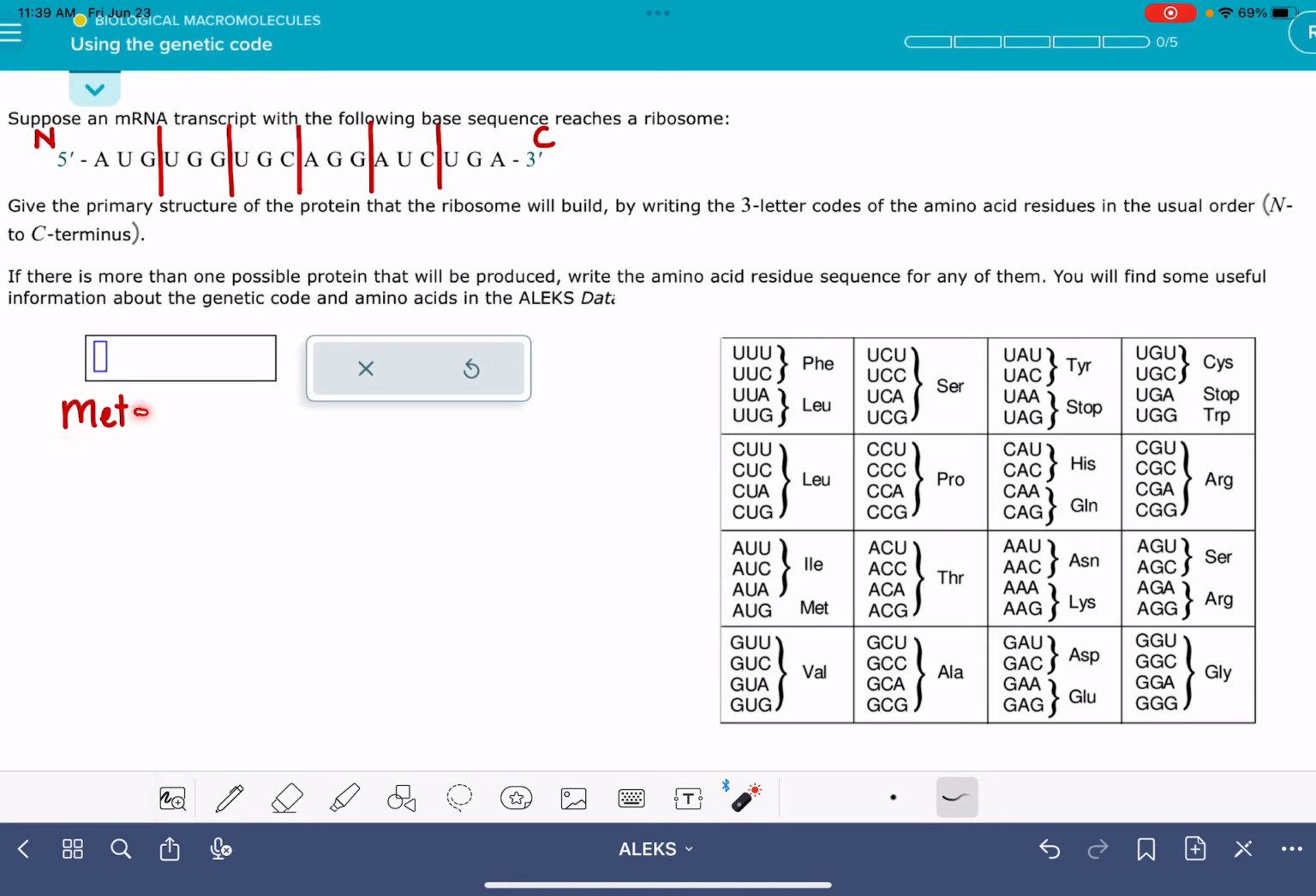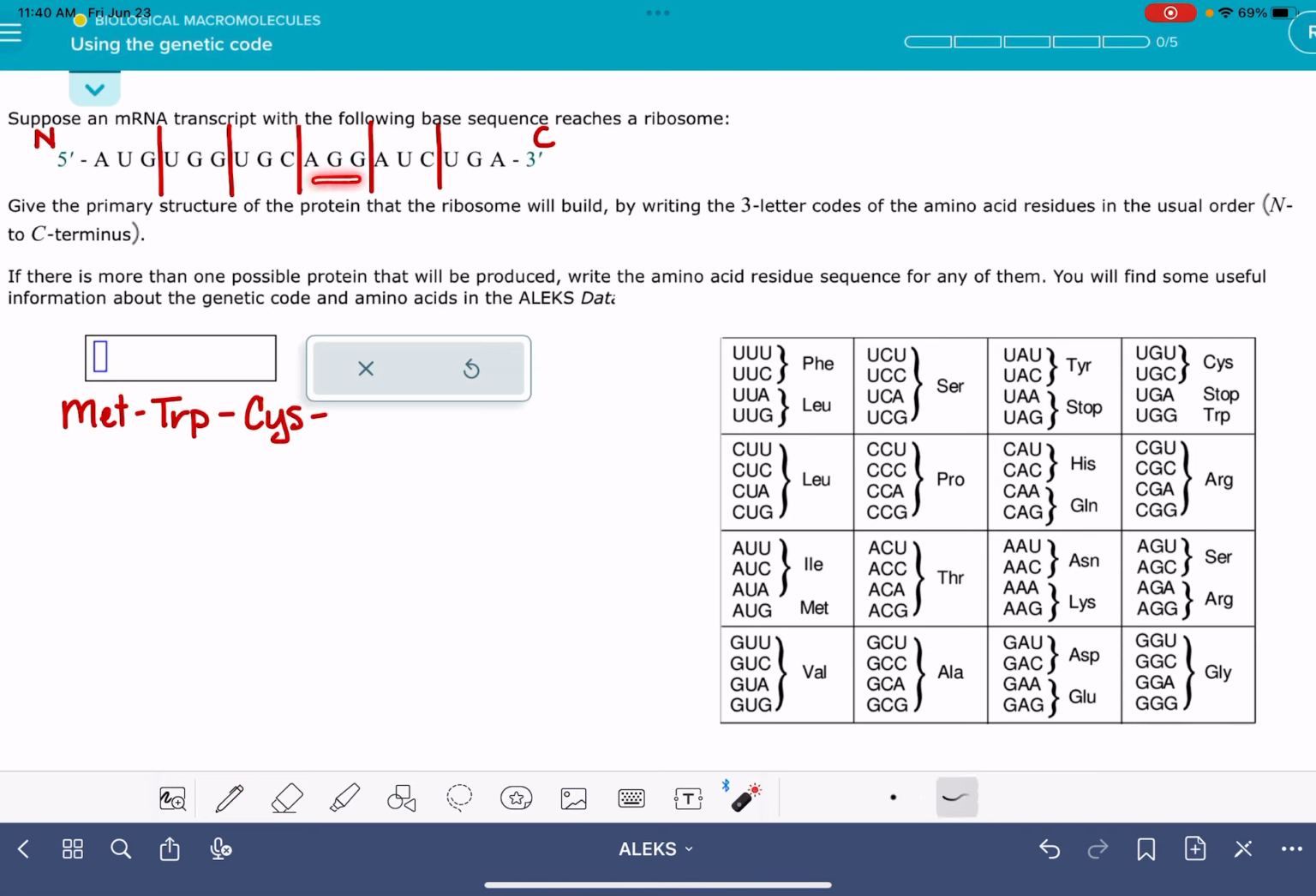Don't forget, we're going to separate all of the amino acids. We're going to separate them with dashes or hyphens. Our second set of bases is UGG, and UGG corresponds to TRP, tryptophan. Our third set, UGC, is CYS.